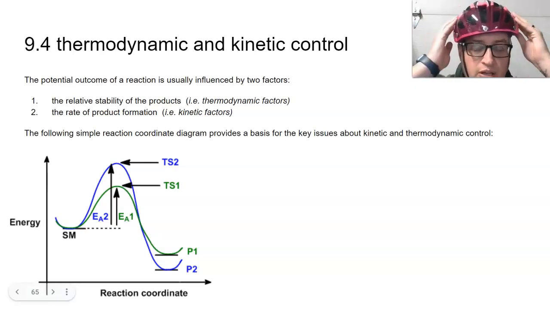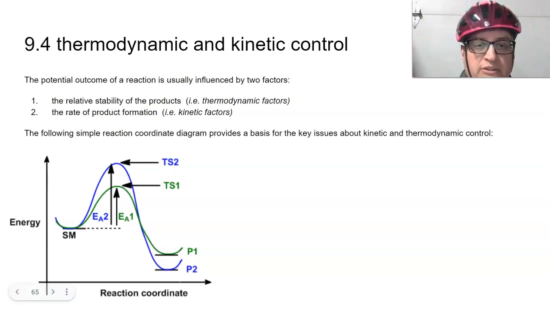Safety first, of course. So in this small section, we're looking at what's called thermodynamic and kinetic control. When we think of this, we can have a potential outcome from one set of starting materials that produces different products. This happens a lot more in organic chemistry than it does in inorganic chemistry. However, it does still occur. So there's two reasons. The idea of relative stability of the products, which we call thermodynamic factors, and then the rate of product formation, kinetic factors.